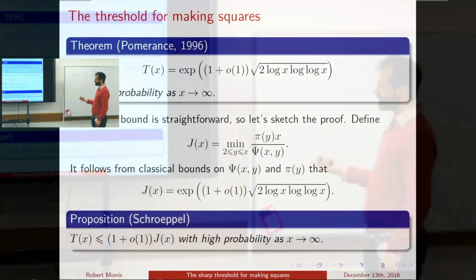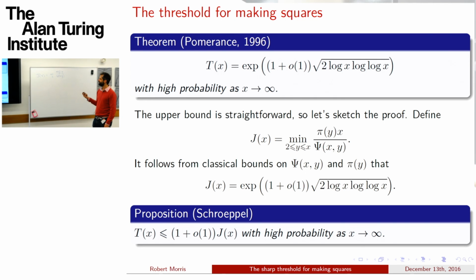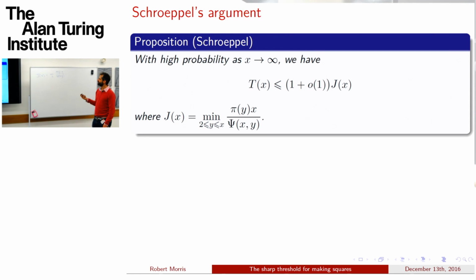So it turns out that proving that j of x itself is an upper bound, or 1 plus little o of 1 times j of x, is not very difficult. So let's see what you do. So let's prove this upper bound, which is, in fact, the argument is due to Schroeppel.